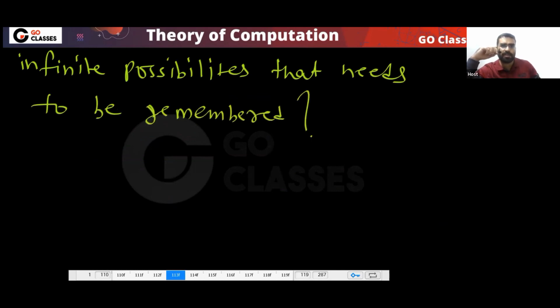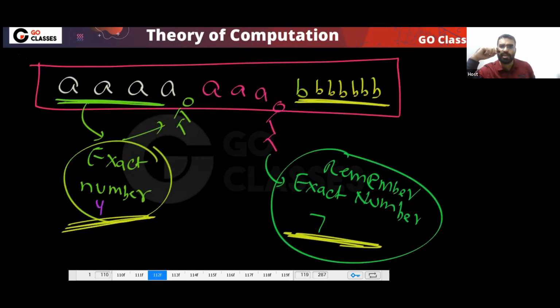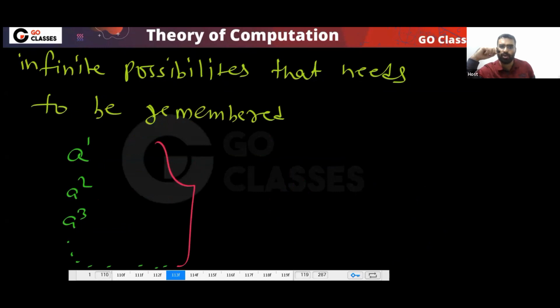So can I say, for example, these are the infinite possibilities like a power 1, a power 2, a power 3, and so on. These are the infinite possibilities that need to be remembered. Yes or no? We need to remember the exact number of A's if you want to accept this language.